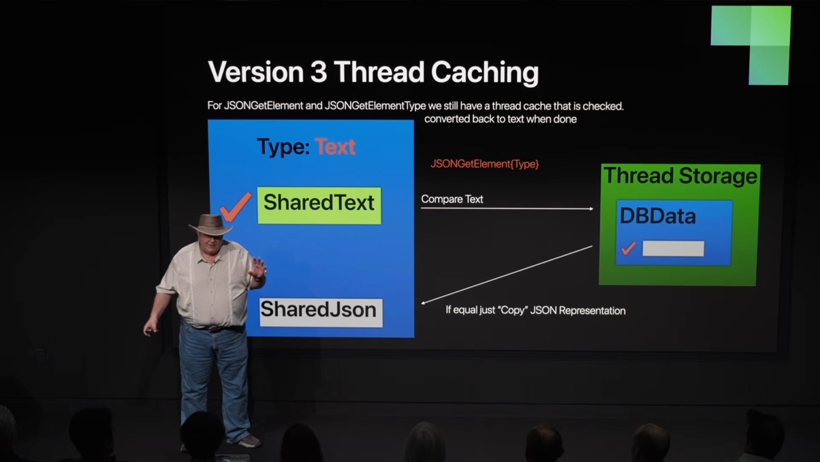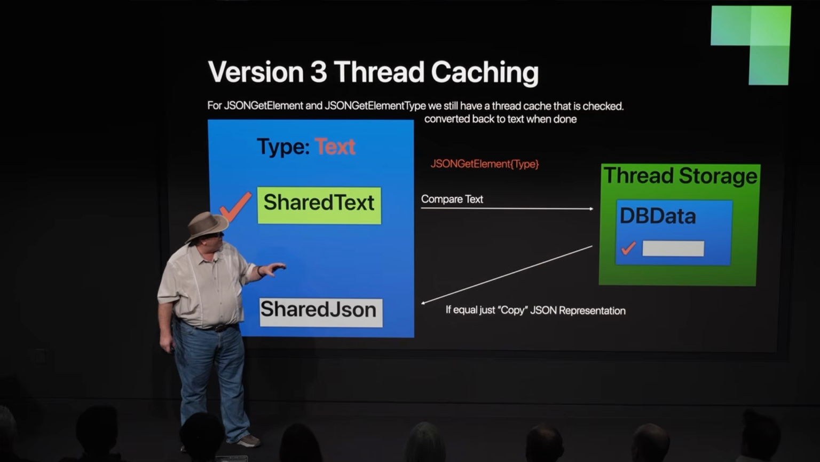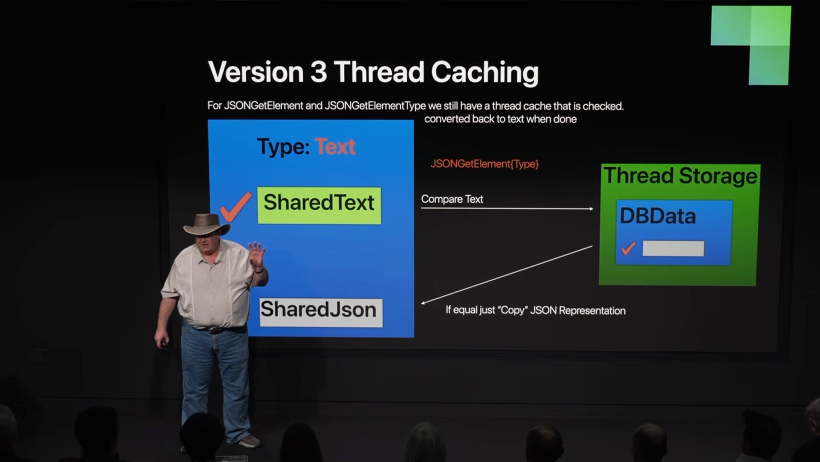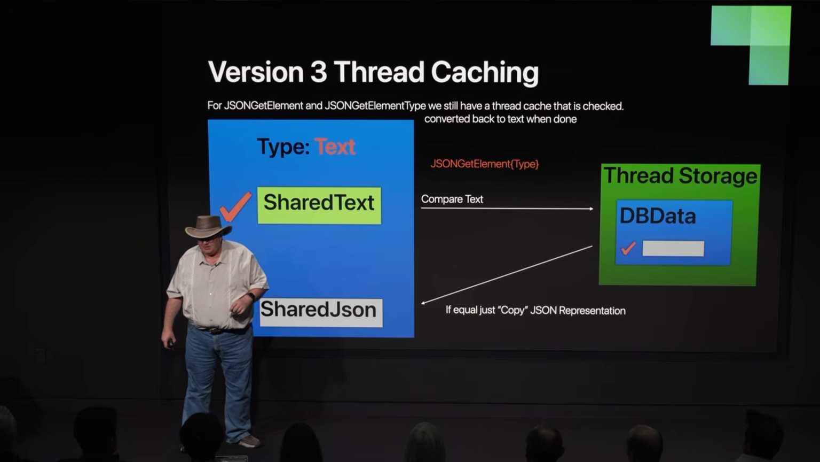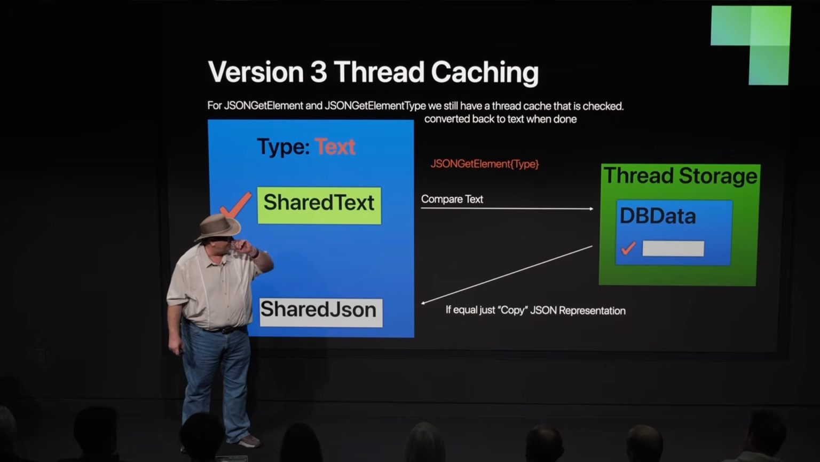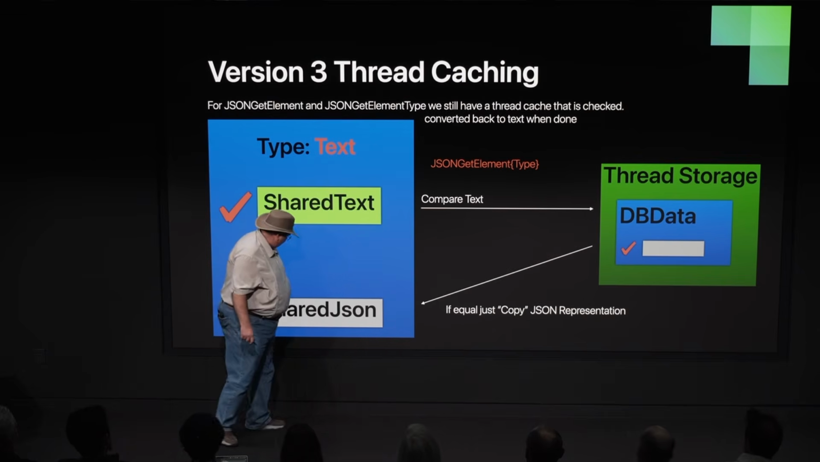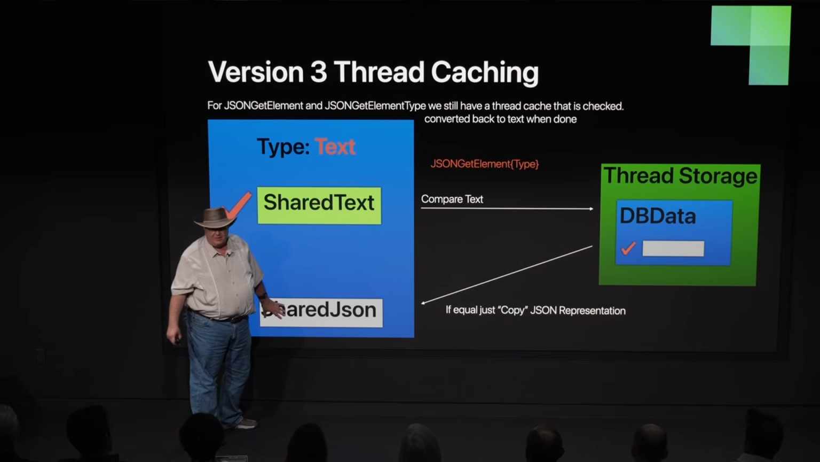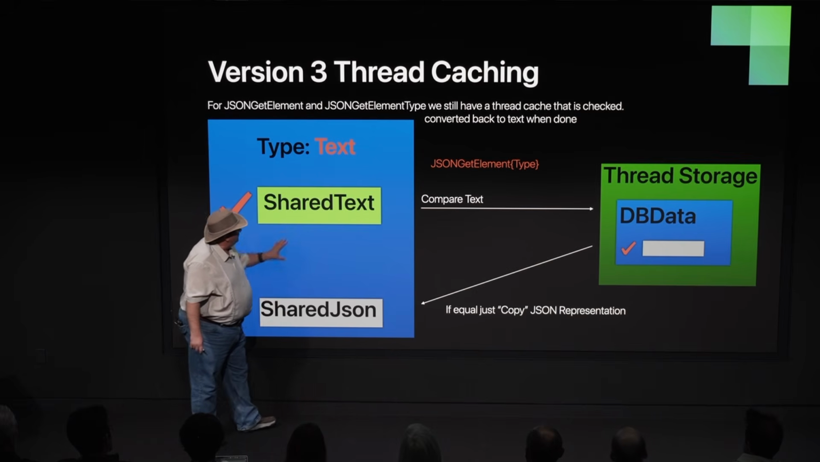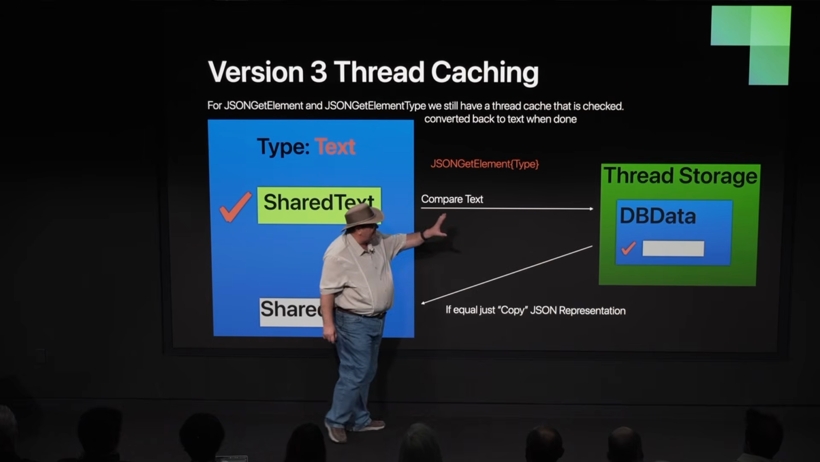But as memory is more readily available nowadays, what we now do with the thread storage is we just store a DB data there itself. So an actual DB data that has, it may or may not have the text, it has the JSON associated with it. Well, no, actually it has to have the text. I take that back, it actually has to have the text. Because if we have a DB data that does not have any shared JSON in it, and we know we're going to need the binary representation of the JSON, it's going to compare this text with the text that's stored with the thread.